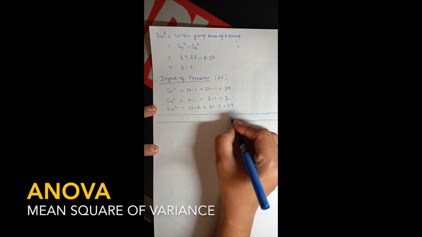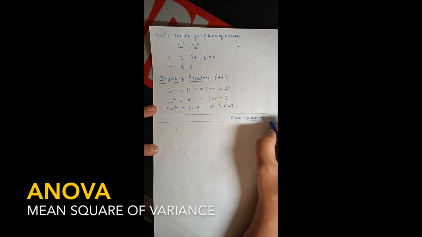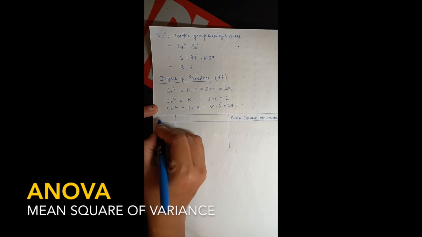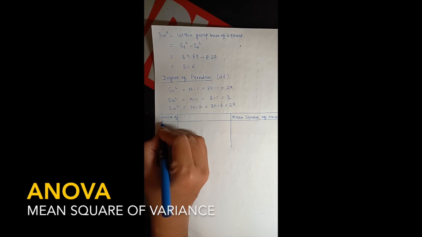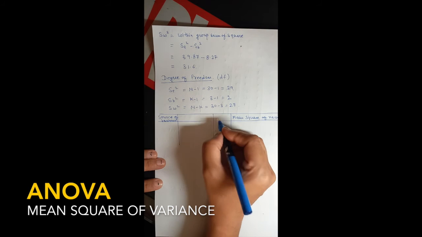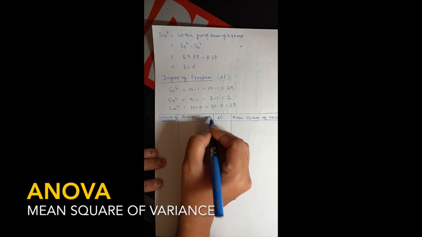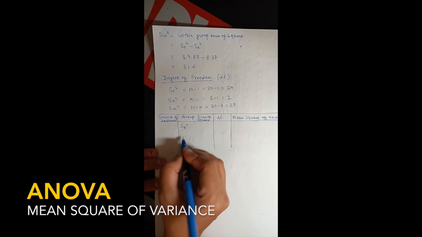Now we need to calculate the mean square of variance. So we will make a table for the calculation. The mean square of variance will be the last column. The first column will be the source of variance. The second column will be the value of the variance, that is, we will consider the between group sum of squares and the within group sum of squares. These two values we will consider, and the third column will be the degree of freedom. So this is roughly how the table will look.